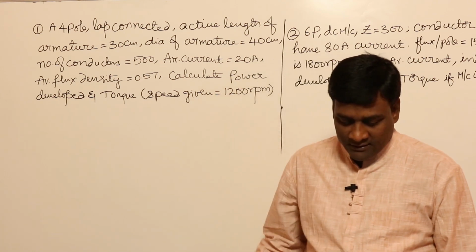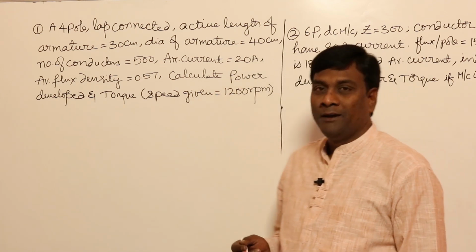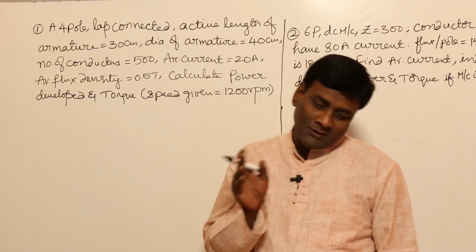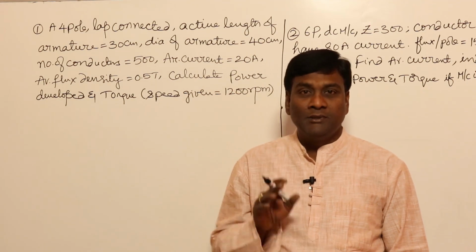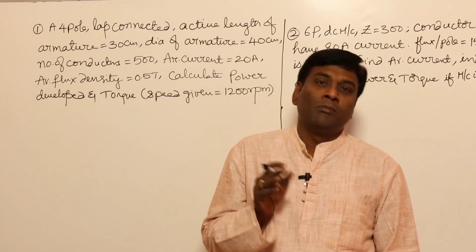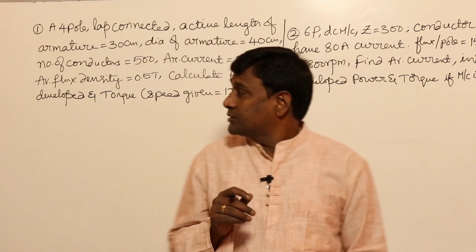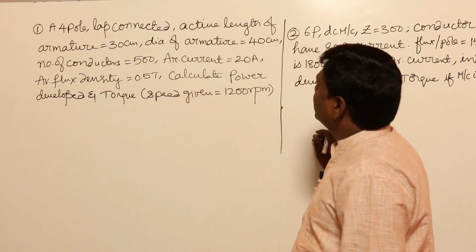In this session, let us start some DC machines problems. Okay, theory is over. Let us start. If at all we have to learn something, let us learn from the problems only. Anyway, the first problem is a 4-pole lap connected machine.